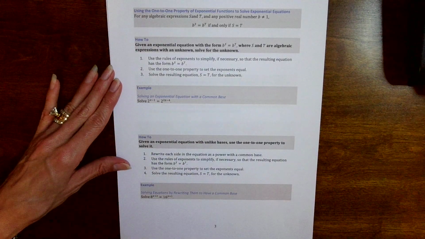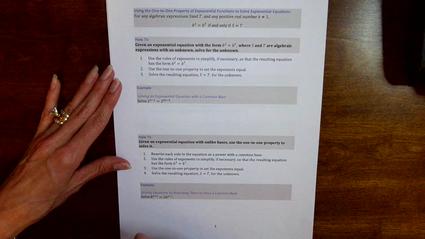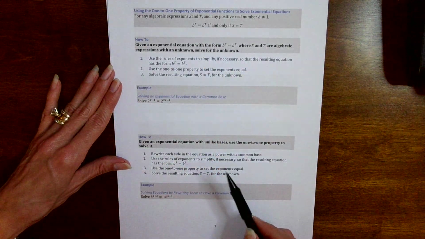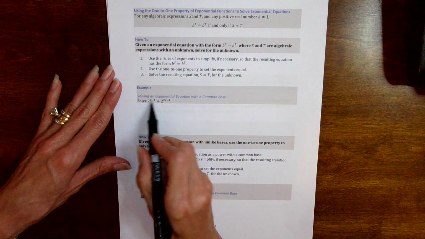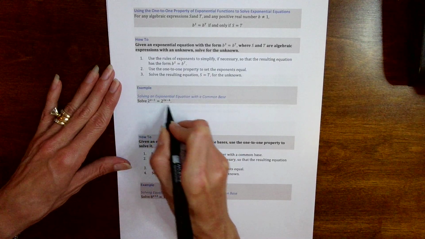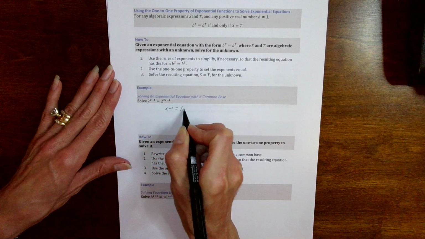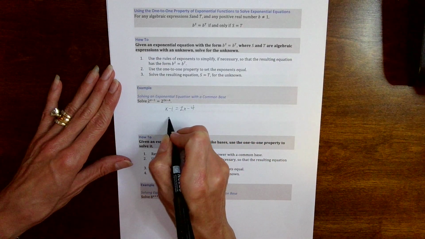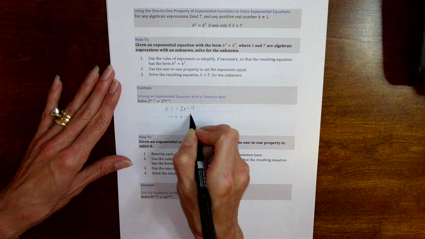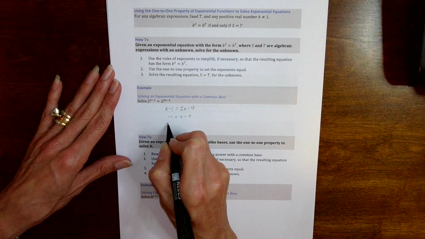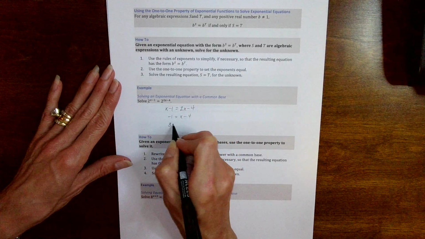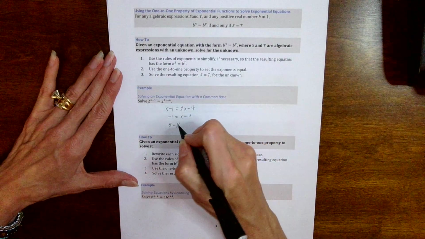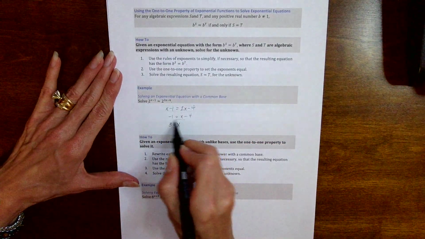Okay. So this is using the one-to-one property of exponential functions, saying if you have the same base, then you just set the exponents equal to each other. So here I have the same base, so I can just say x minus 1 must equal 2x minus 4. And I get negative 1 is equal to x minus 4, add 4 to both sides, and I get x is equal to 3. And then there's no domain restrictions with that, so we should be good here.